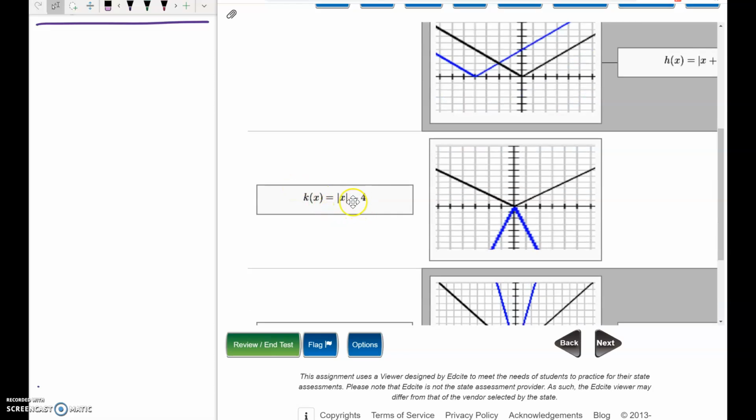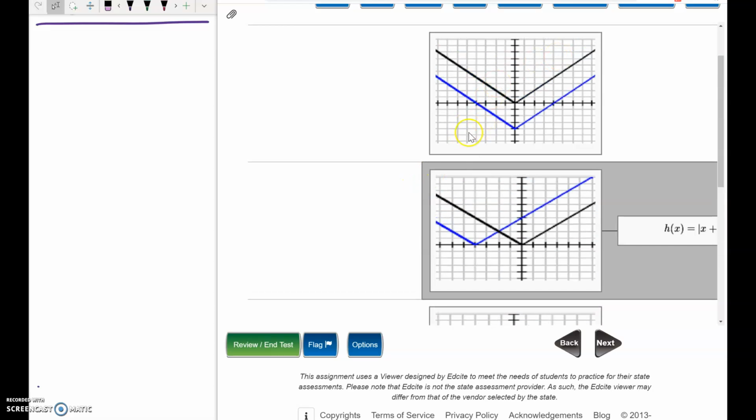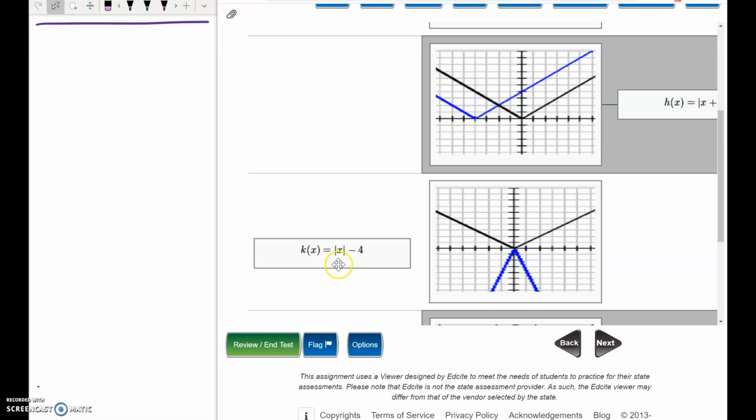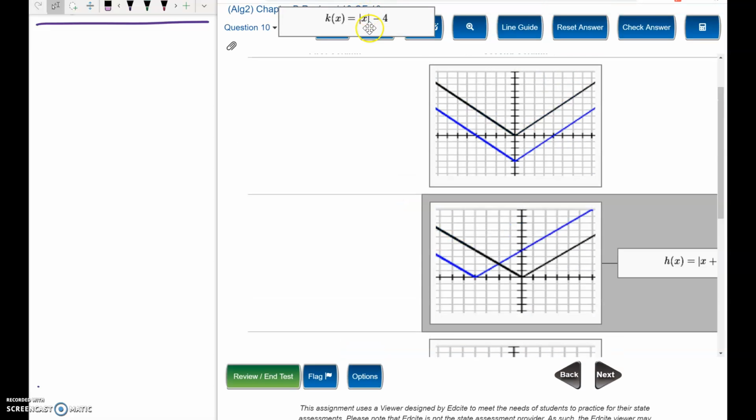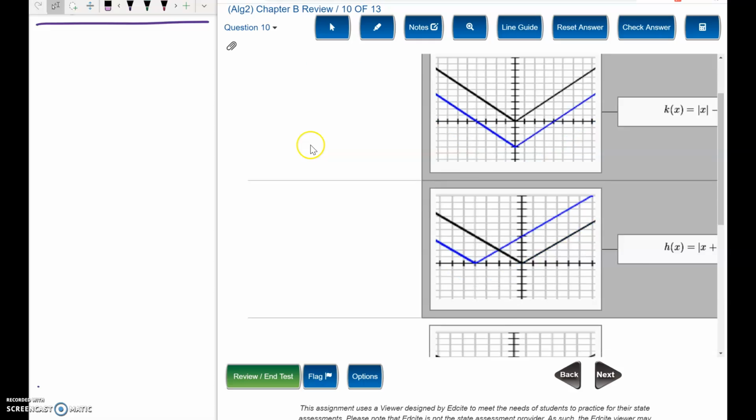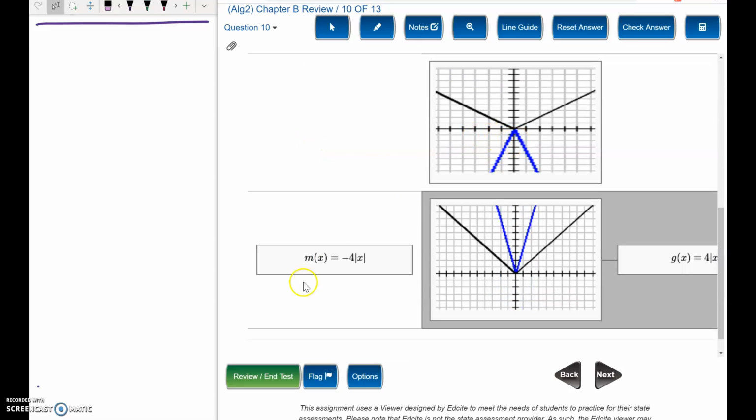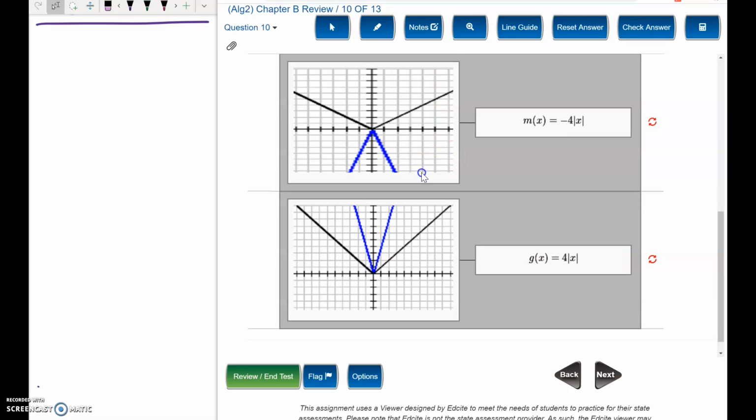The next one is minus 4 outside of the bars. That would be down 4. So I look through my graphs. Down 4 is up here at the top. So I'm going to grab this, drag it toward the top, and match it up. So this one should be negative. Yep, that looks right. Match that one.